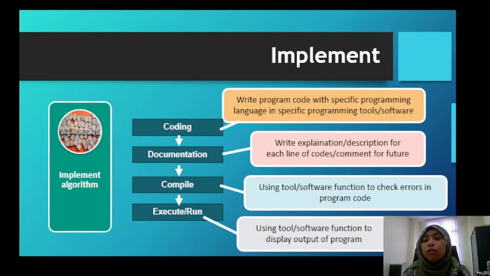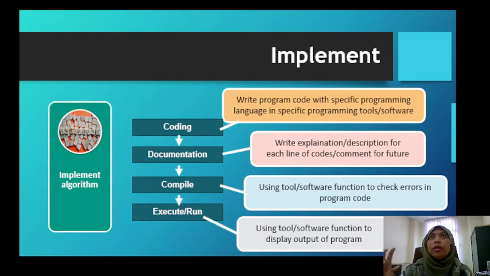And third is compile, using the tool or software function to check errors in the program code. It relates back to step number 1, using the specific programming tools. Let's say you are using Dev C to run the C code, so you need to go to compile and check the error. Compile and run, check for errors.